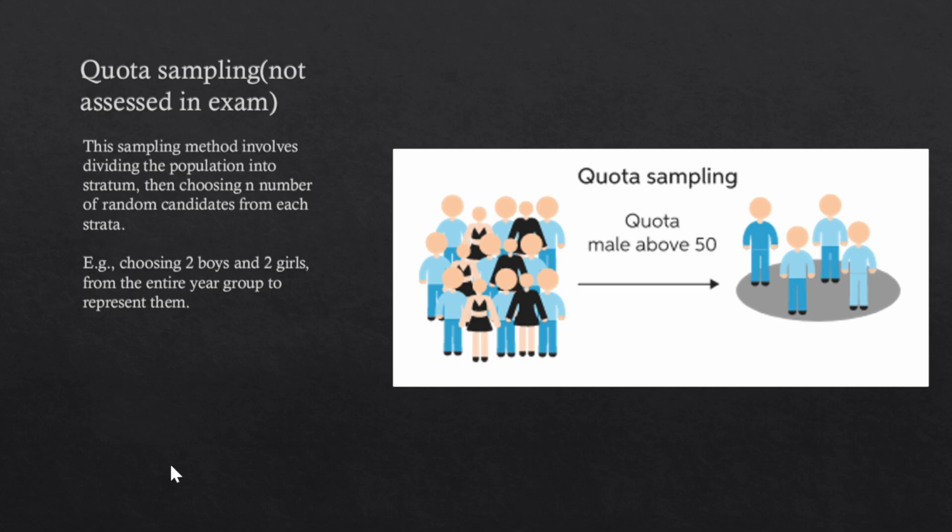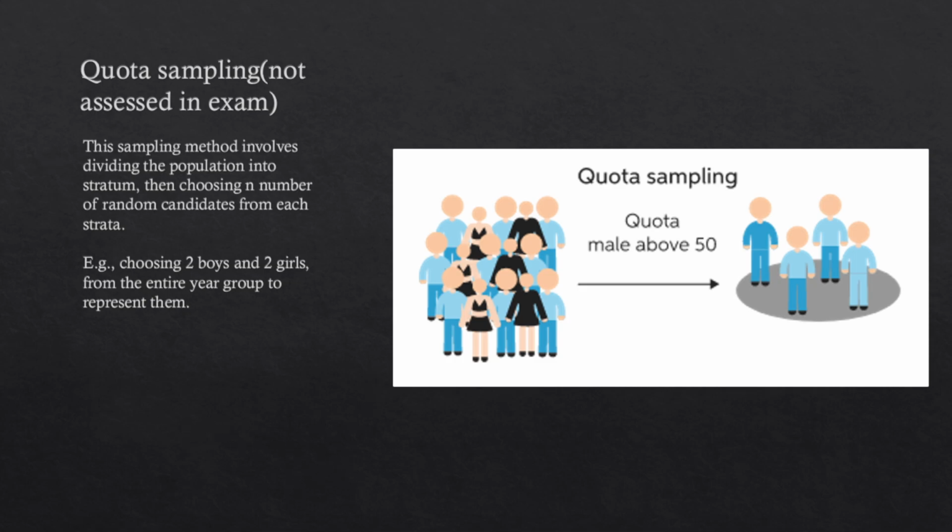The next one we're looking at is quota sampling. This is not assessed in the current Edexcel exam, but I feel it might be useful to you because this was previously assessed in the AQA exam, previous exam boards for statistics. So we'll just go through it regardless. You can just listen to this, and if you do see something in real life, you might be able to understand what's going on. So quota sampling is where you choose people based on quotas.